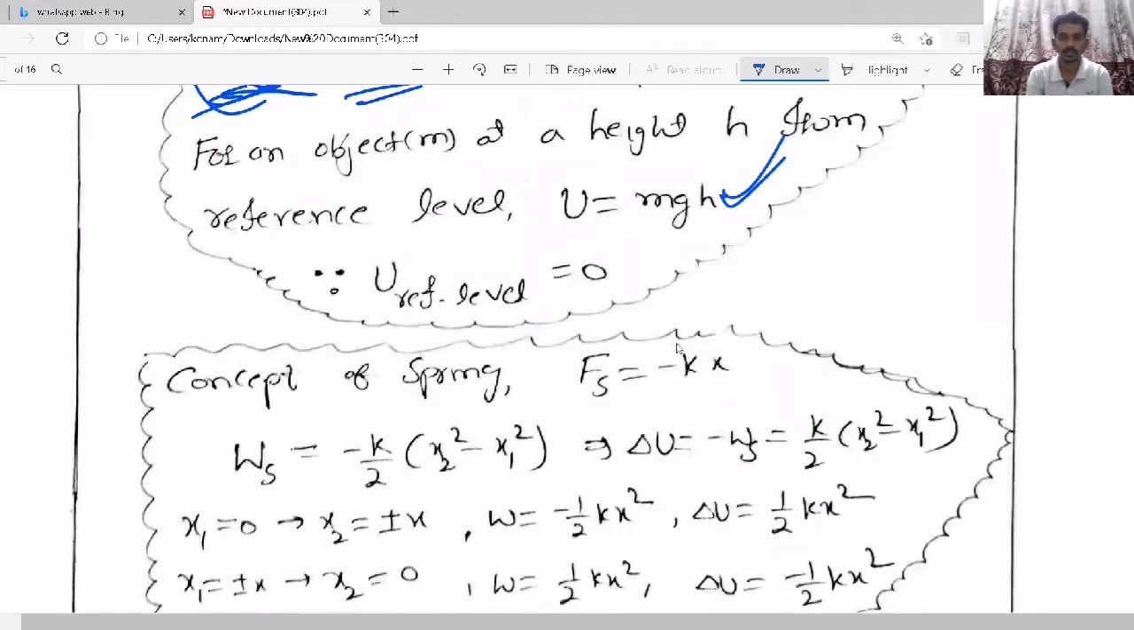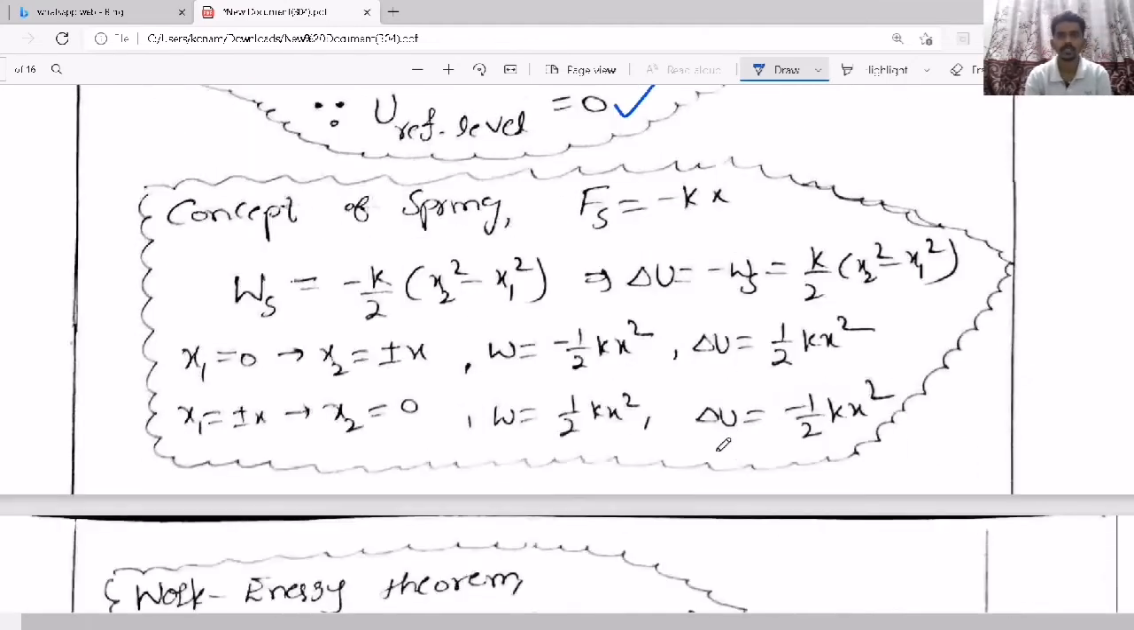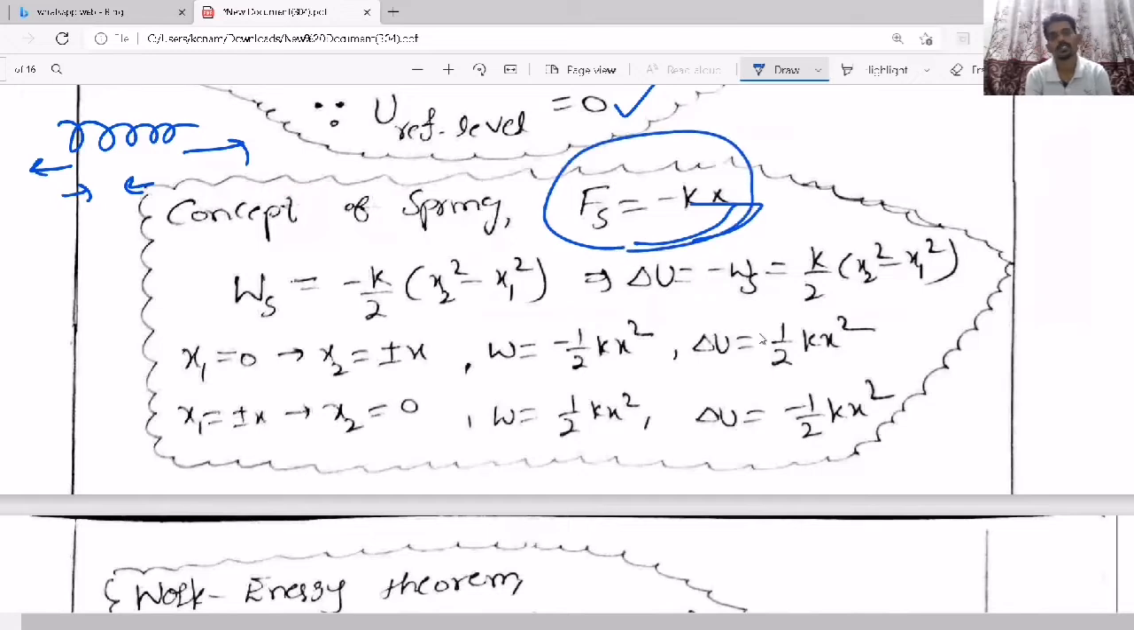Now, here we mentioned that at the reference level, potential energy we always assume to be 0. And one more concept based on which they will ask questions is the spring concept. If you consider a spring, you can extend it or compress it. When you stretch or compress it by a distance x, a restoring force develops, and that restoring force is F equal to minus kx, where k is the spring constant.